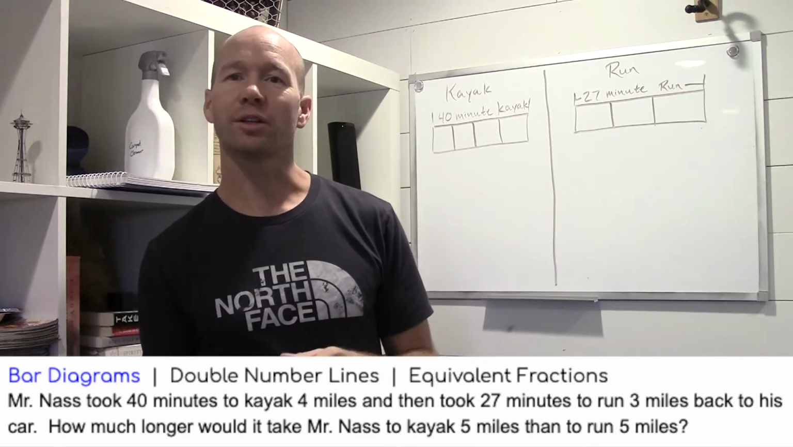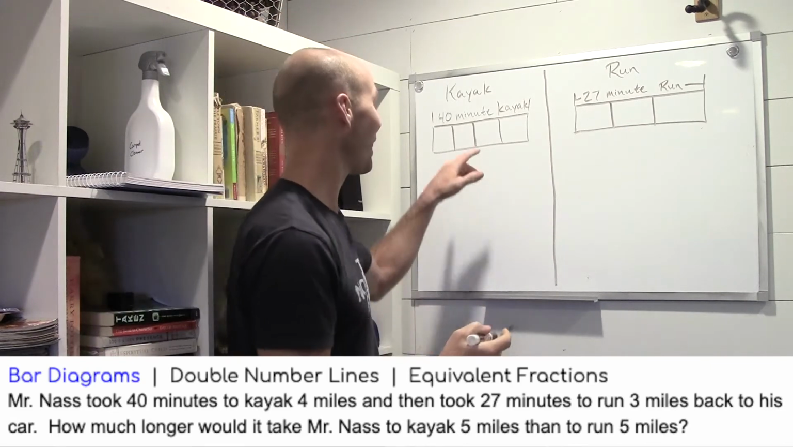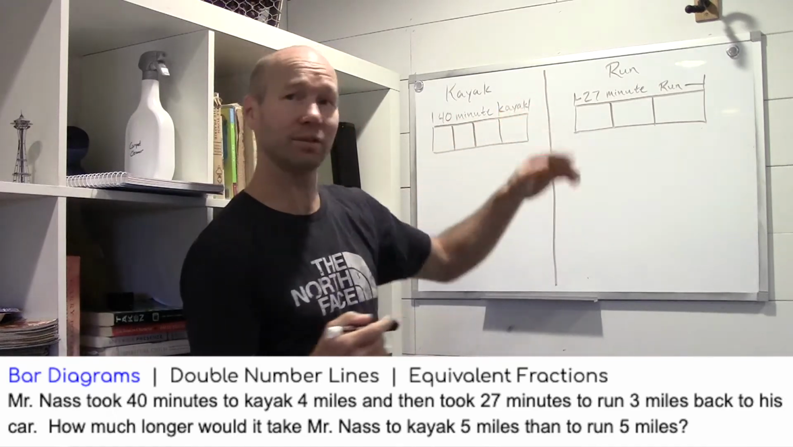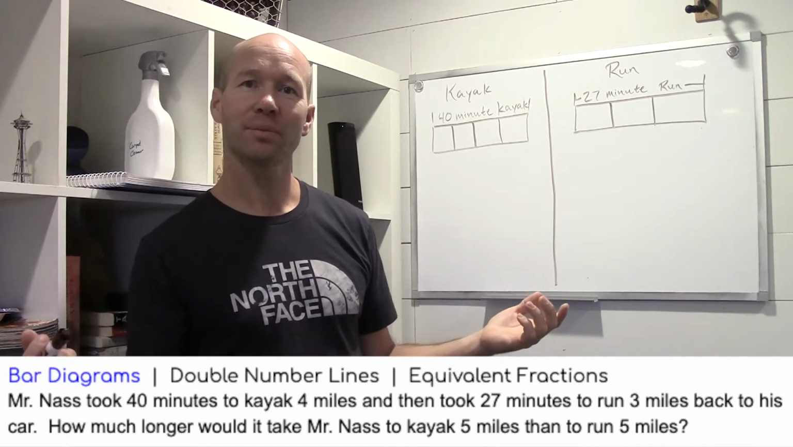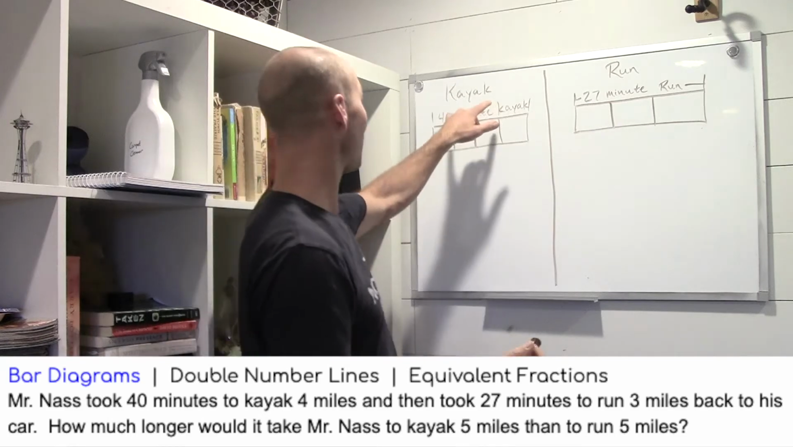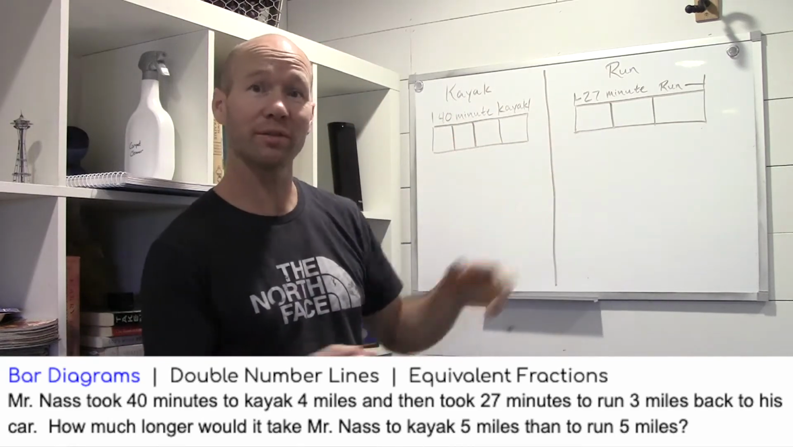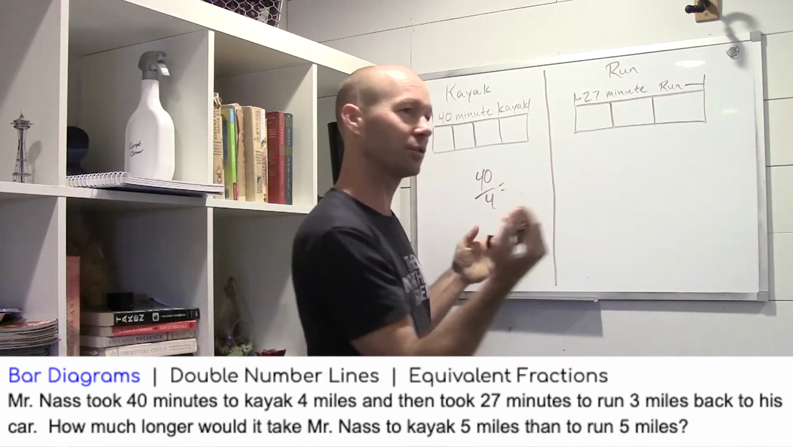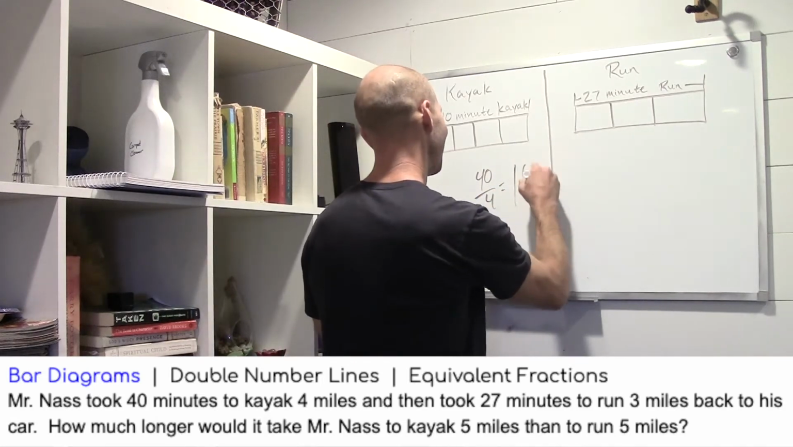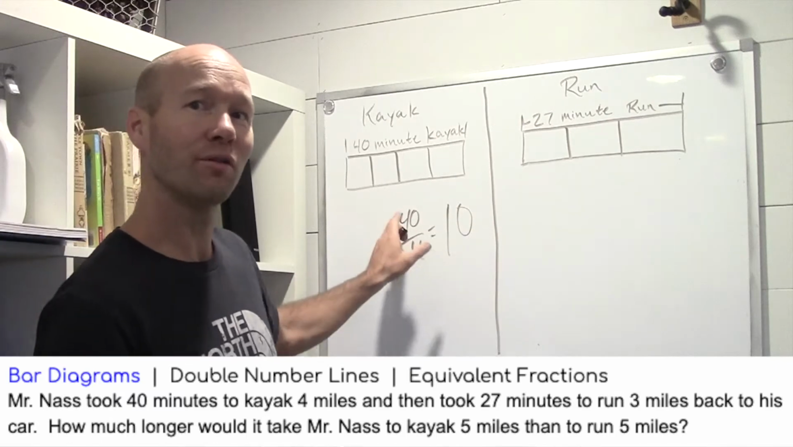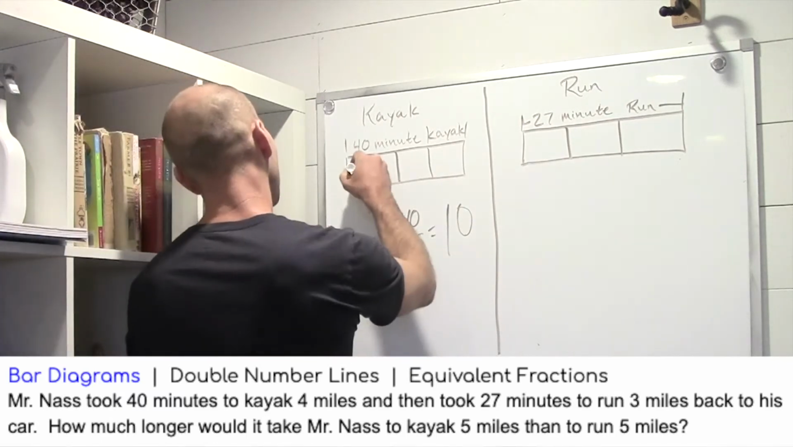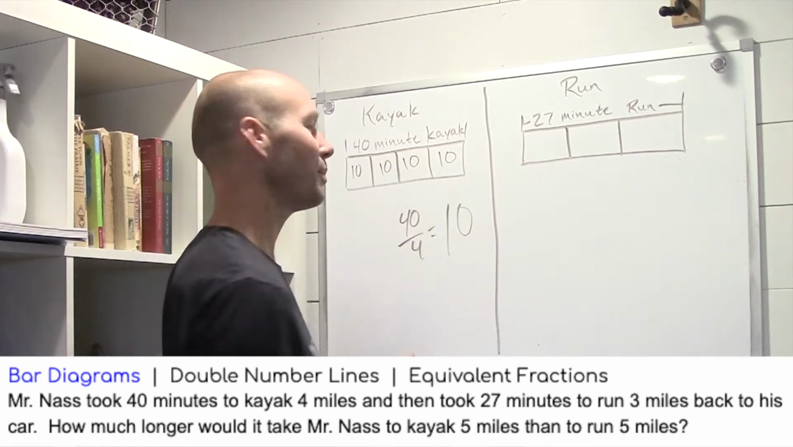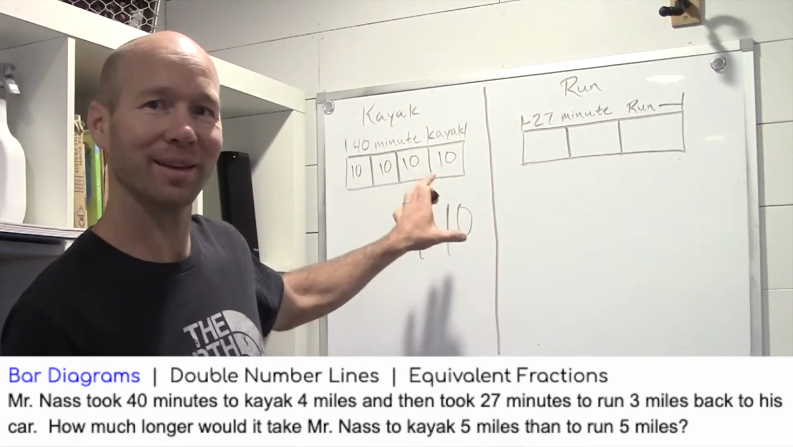So what do we need to do first here? Now we're going to find out how many minutes it took me to run each of these miles. And how do we do that? Well, we just divide. 40 divided by 4. And what is 40 divided by 4? Equals 10. That's right. Because 10 goes into 40 4 times. So I have 10 minutes, 10 minutes, 10 minutes, 10 minutes per mile on the kayak.